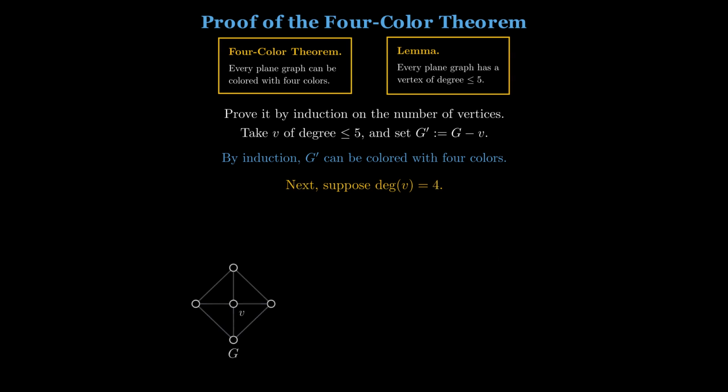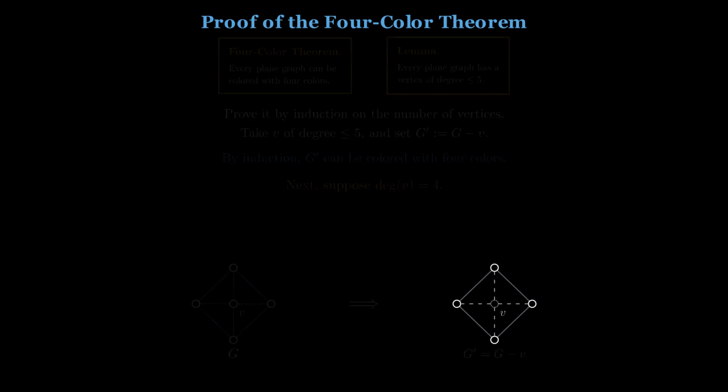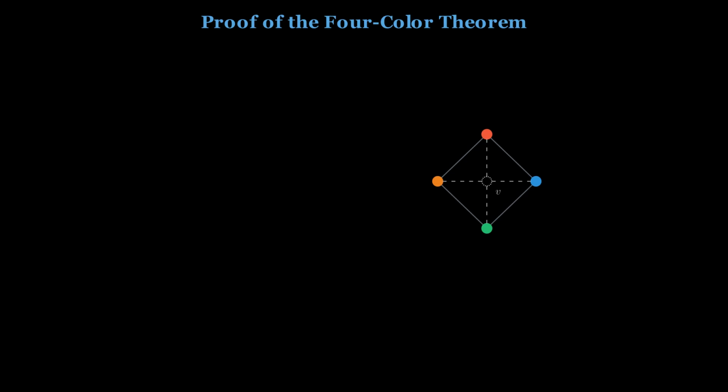Next, degree 4. Again, we remove V and four-color the smaller graph G'. Now bring the colored neighbors to the center, around the empty vertex V. If the neighbors used 3 or fewer colors, one color would be free, and we would finish exactly as in the degree 3 case. This time, though, all 4 colors appear among the neighbors, so no color is immediately free.